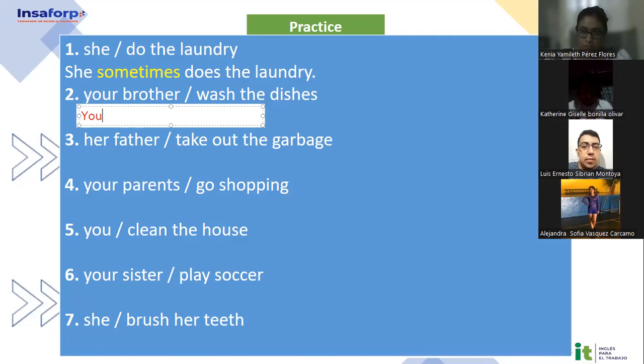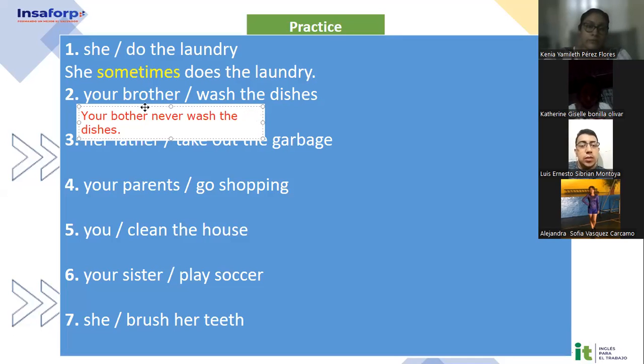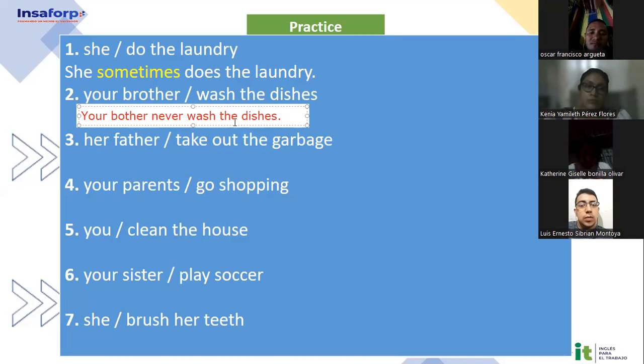Your brother never washes the dishes. Con su hermano no le pasaba así, ¿verdad? Siempre le ayudaba en su casa, ¿verdad, Daniela? Okay. Never. No, pero pues, por eso puso never. Now, Daniela, wash or washes? Washes. Correct, because your brother is a he, right?